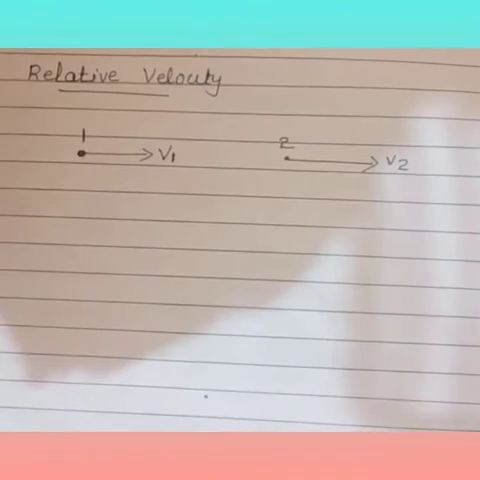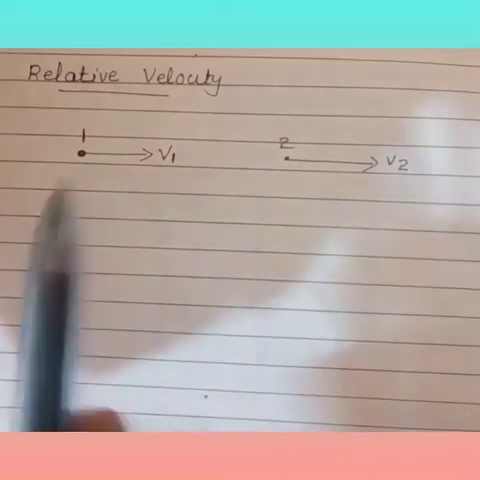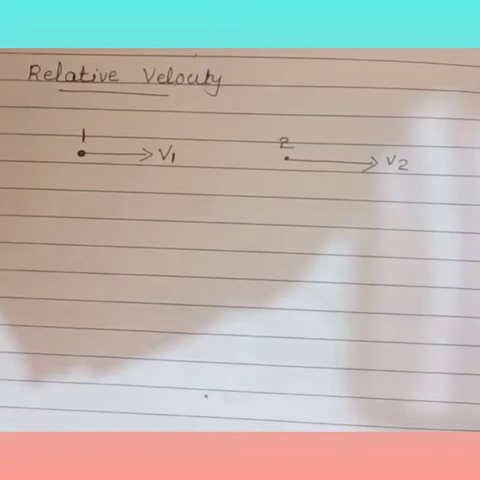So in that case we have to relate the velocities of two objects. The relative velocity of 2 with respect to 1, when both are in motion, is the time rate of change of position of object 2 with respect to that of object 1. Here we have to consider two objects and compare their velocities. So this is the relative velocity.